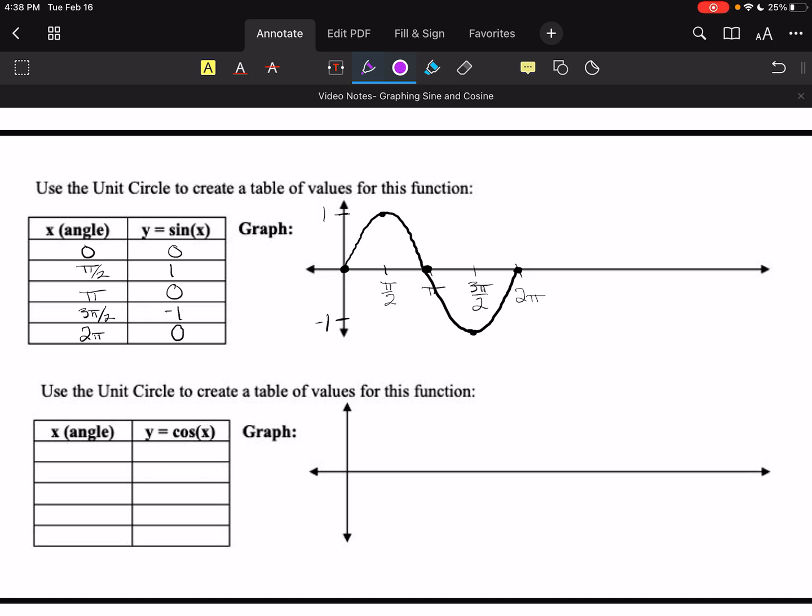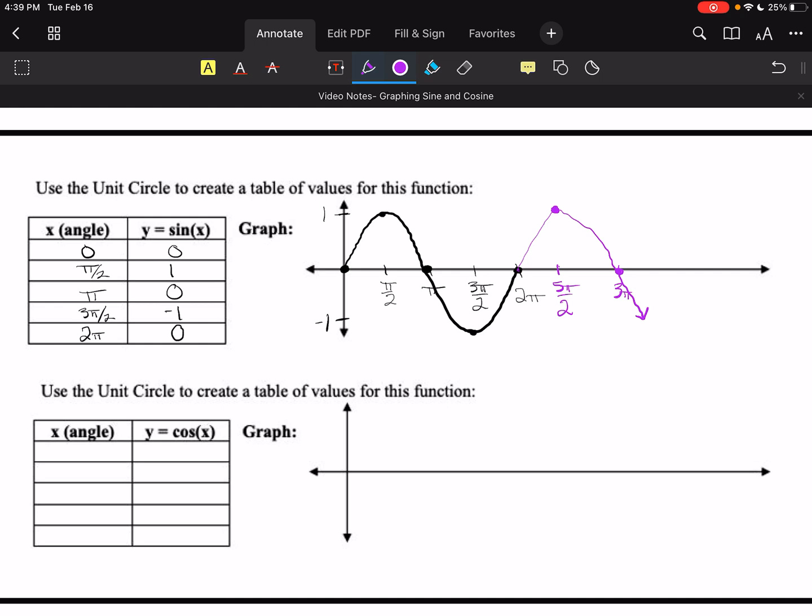After I continue going past 2 pi, so I go around my unit circle again, it starts repeating. And that's why this is a periodic function, because it repeats constantly as I keep going. So if I were to add another pi over 2, that would put me at 5 pi over 2, and that would bring me back up to 1. 3 pi would bring me back to 0. And on it would go, right?